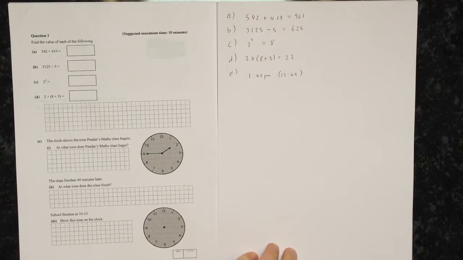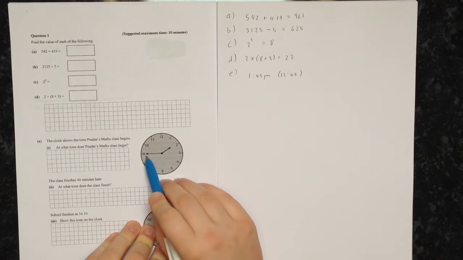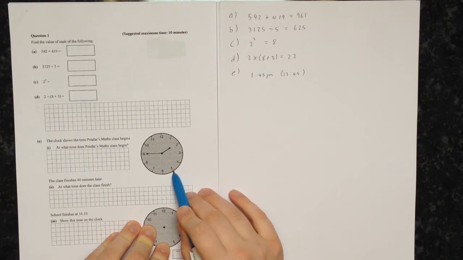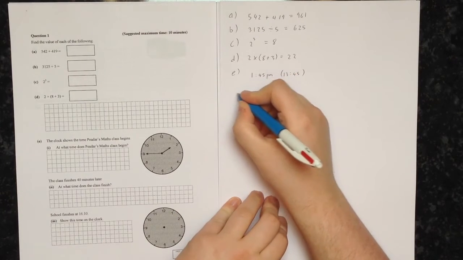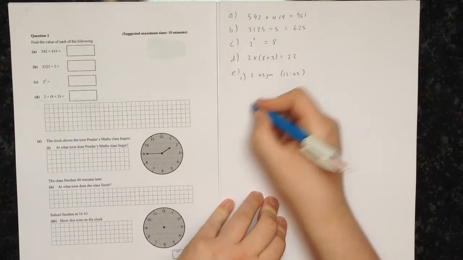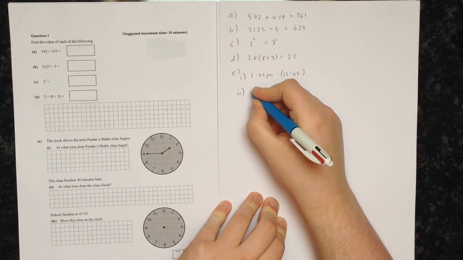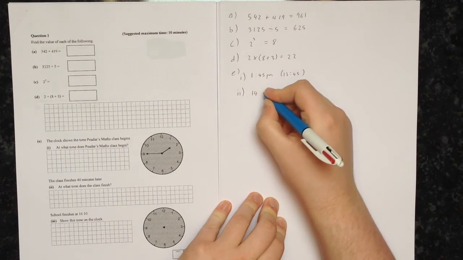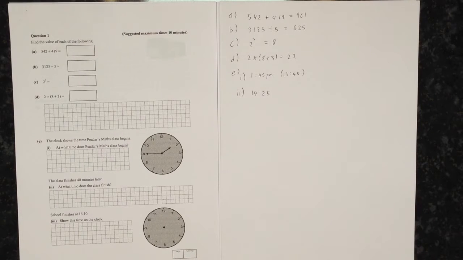The class finishes 40 minutes later. At what time does the class finish at? Okay, if it starts at 1:45, well then 30 minutes later it'll be at 2:15, and 40 minutes later it'll be at 2:25. So that was E part 1. E part 2, it'll be at 2:25, 25 minutes past 2 o'clock.